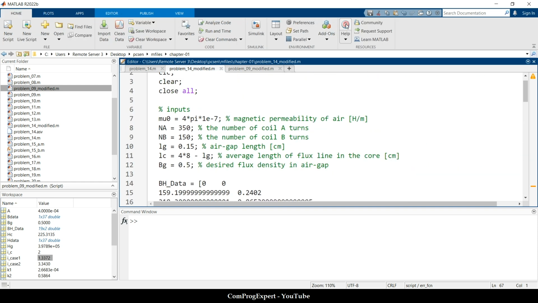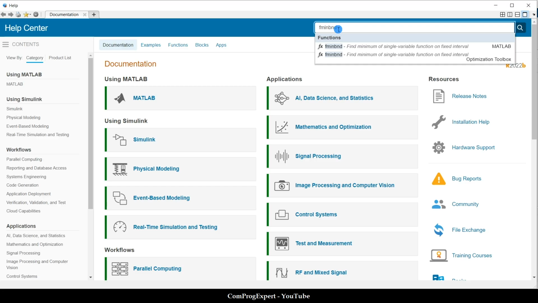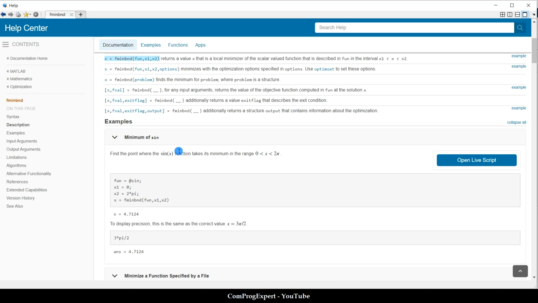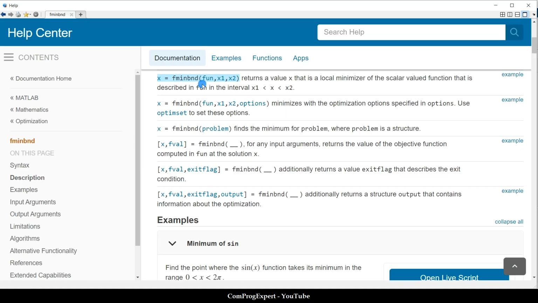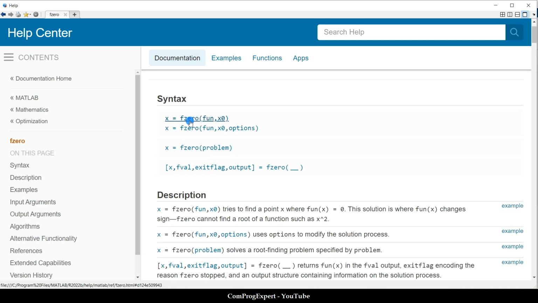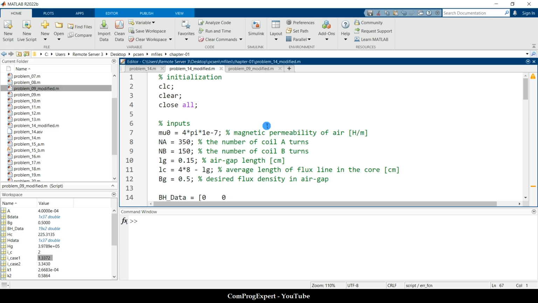We have a variety of functions in MATLAB. For example, fminbnd. This finds the minimum value of a function, right, for a specified range, x1 and x2. Or we can use the fzero function. So this finds the root of a function using x0. So here you can use different versions, different functions, no problem.